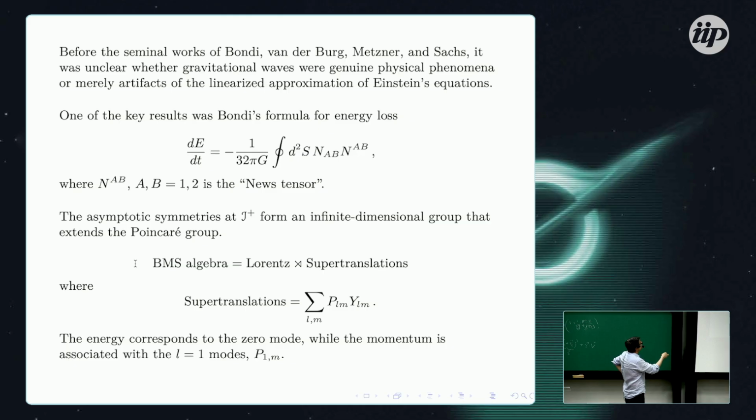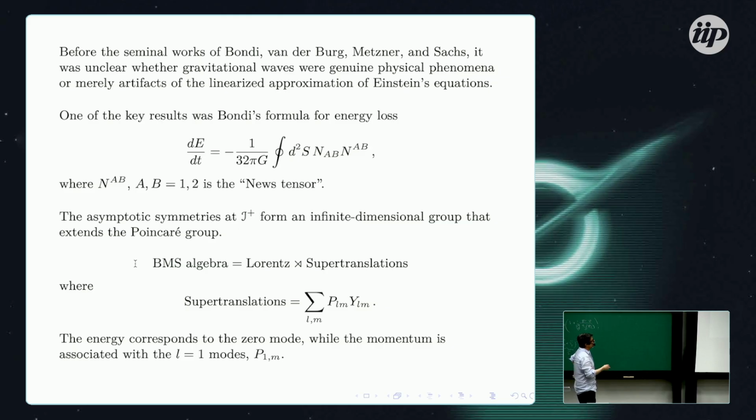Now this formula depends on this quantity, N_AB, which is a symmetric and traceless tensor with two components. This is called the news tensor, and it contains two independent components which precisely coincide with the information of the 2 degrees of freedom of the gravitational wave. Later I will show you how to define precisely this tensor, but this is the important physical object, the object that contains the information of the wave near scri plus.